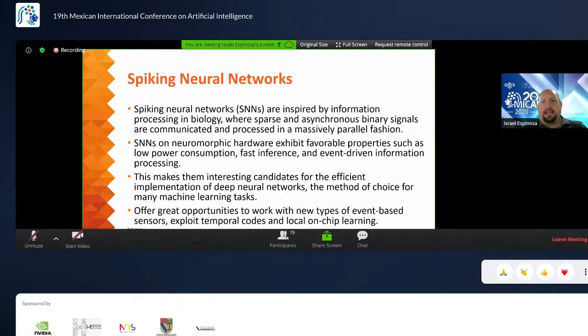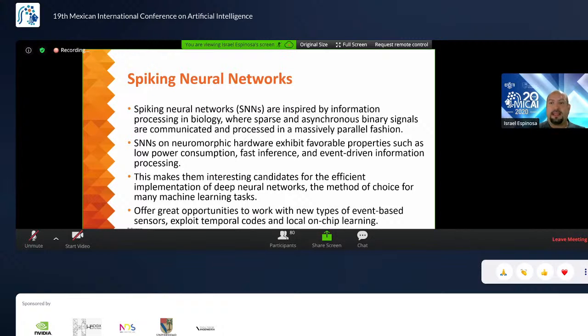So as I was saying, spiky neurons are inspired by information processing in biology, like how real neurons work. But one of the advantages of spiky neural networks is that they can work in neuromorphic hardware. Neuromorphic hardware is specialized hardware that can simulate these neurons. The advantage is very low power consumption, because they only need to process information when they receive a spike. Most of the time they are, let's say, off. And when they receive a signal, they just compute that signal at that moment. And well, there is no more power consumption.